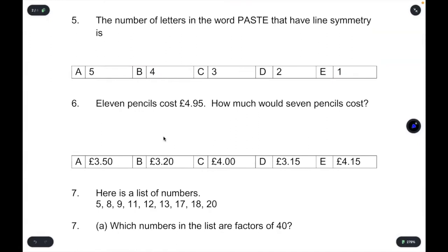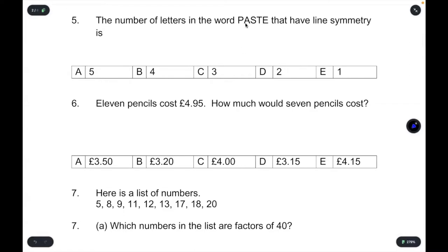5. The number of letters in the word paste that have line symmetry is, and we've got 5 options: 5, 4, 3, 2, 1. So let's look at P first of all. Does it have any lines of symmetry? Nope, because I can't fold it in half in any direction, and there is no symmetry here at all.